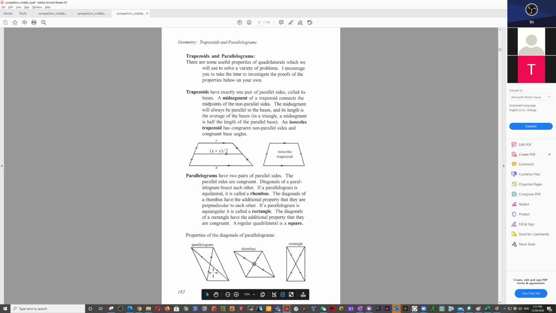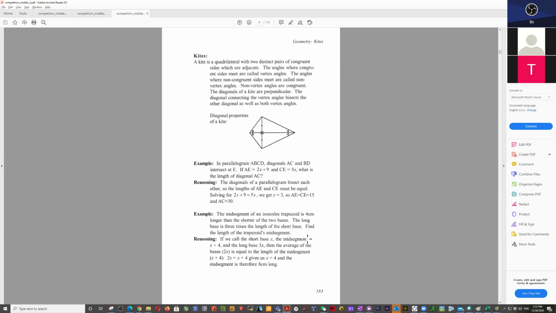So there are the parallelogram and rhombus. A rhombus is just a special case of parallelogram, and all the sides are the same. So all the sides of the rhombus are congruent, and their diagonals are perpendicular. Then the rectangle, basically the corner angles are the same. Then a more special case is the square.